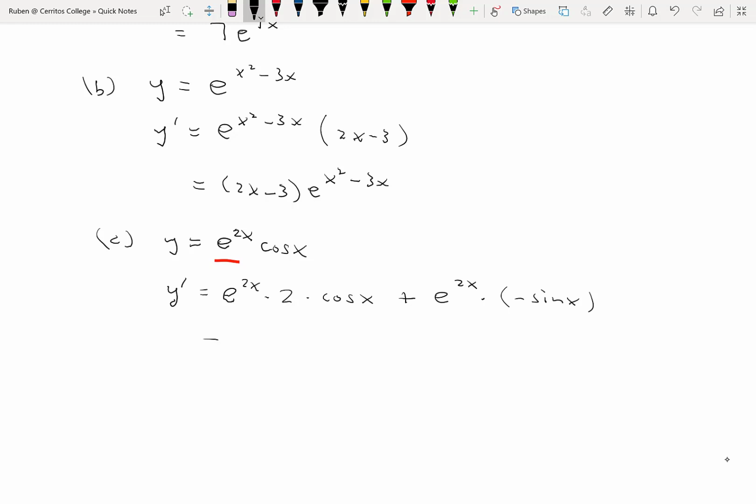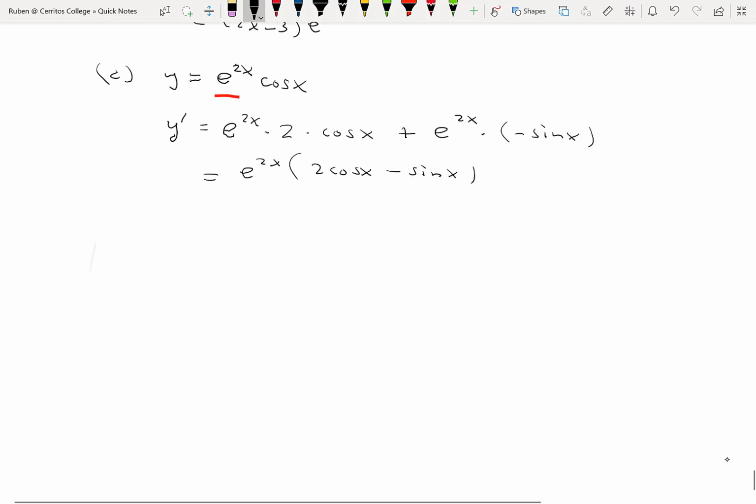Okay, I can do a little bit with this algebraically. I can factor out e to the 2x times 2 cosine x minus sine x. So those are basic examples of differentiation. Let's look at the other big process, integration.